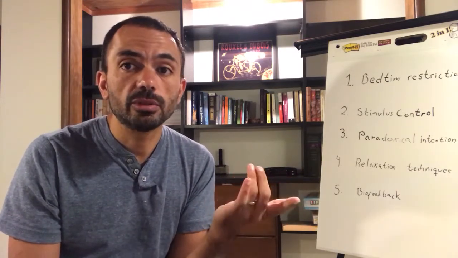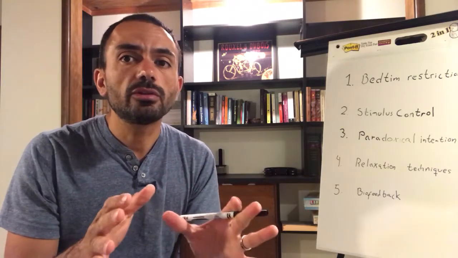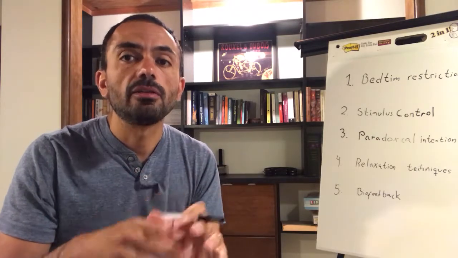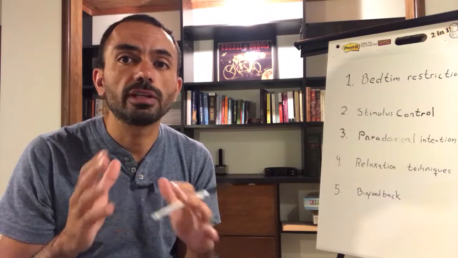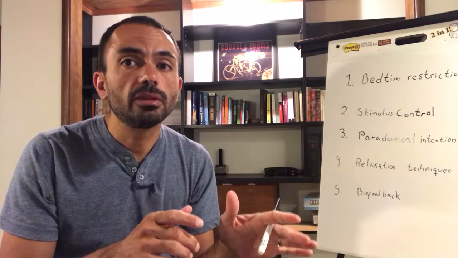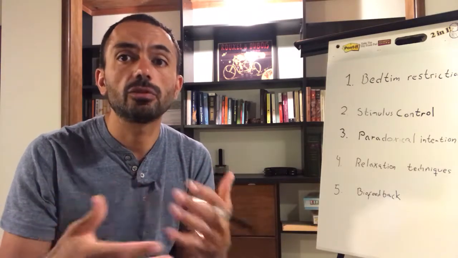Number 2, stimulus control. I use that a lot as well. Stimulus control involves only using the bed for sleep. For example, if you wake up at 2, 3 a.m. and you're finding it hard to go back to sleep again, then leave the bedroom and only go back to bed when you're feeling as if you could fall asleep again.